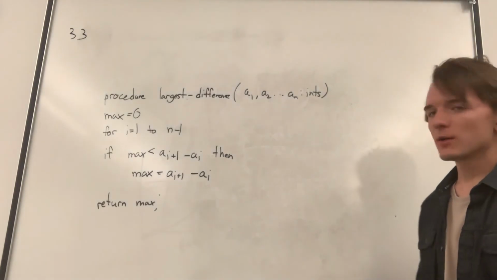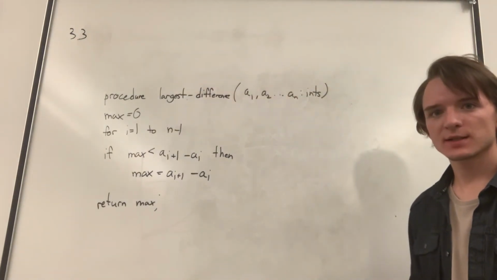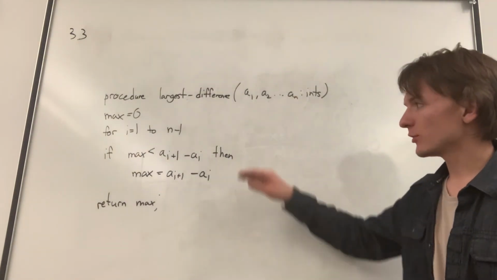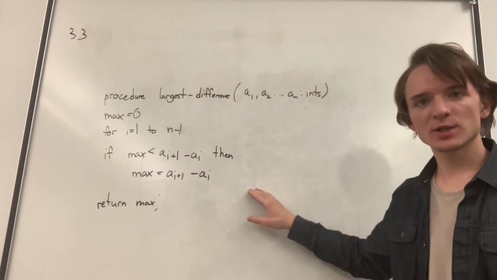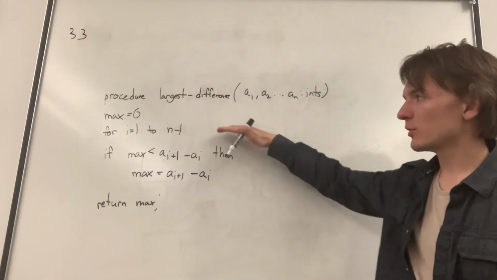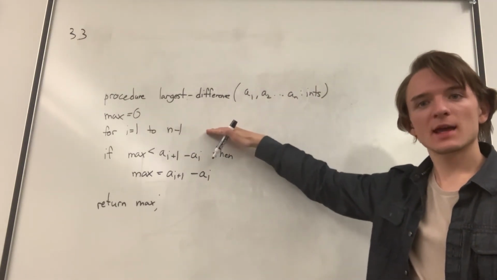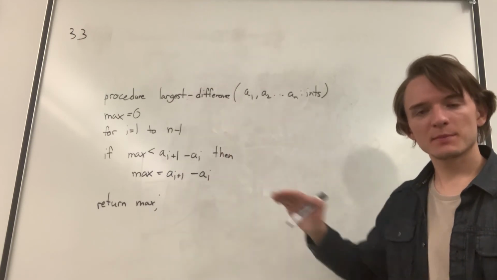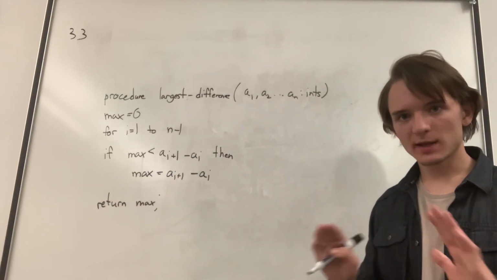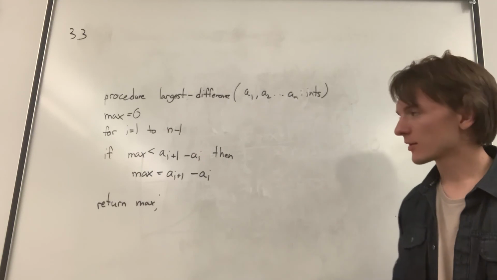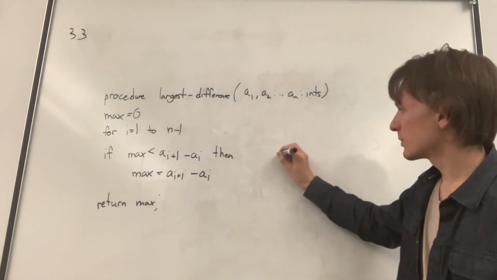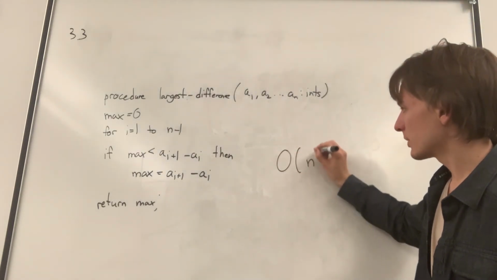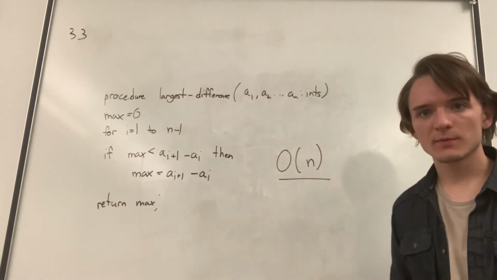Well, the worst time complexity is simply the number of loops in this for loop iteration that we need to do. And that would be n minus 1 number of loops. But remember we get rid of constants when we're talking about big O. We simply say that the worst time complexity is big O of n.